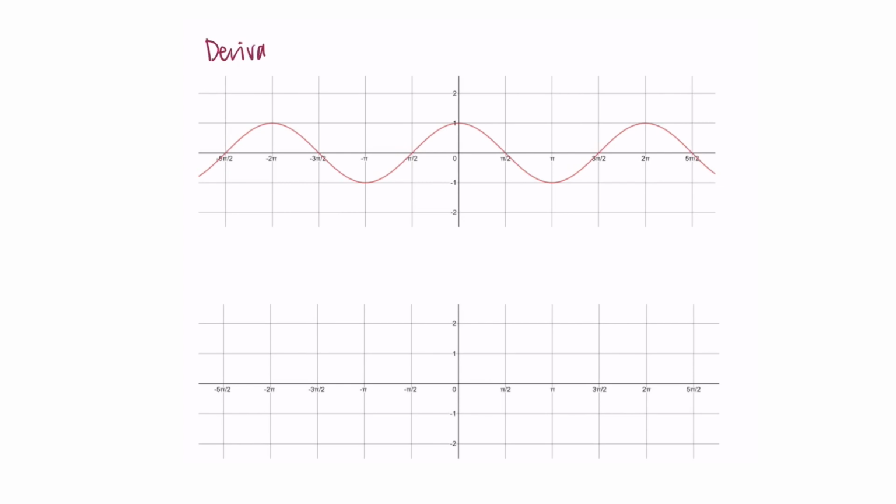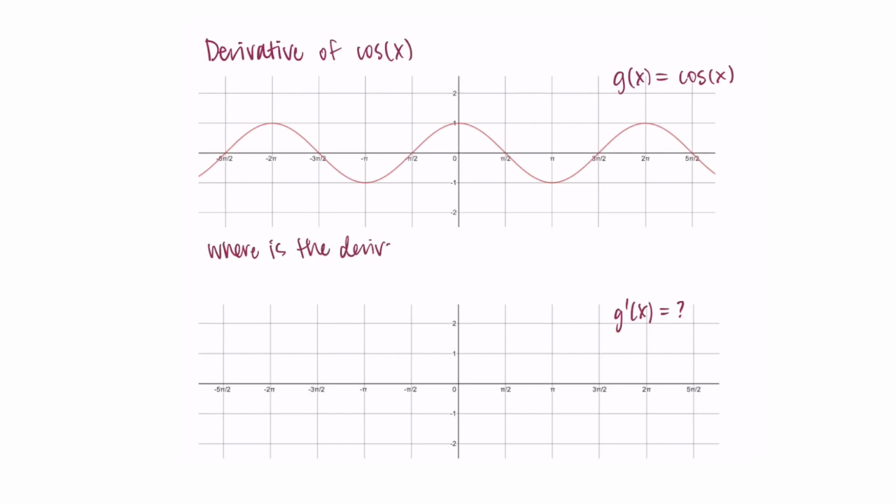I'm excited. Hope you're excited. Okay, so let's say g of x is cosine, and we're going to find g prime of x. And we're going to start by asking the same questions. So first, where is the derivative 0? I'm going to mark those locations here.